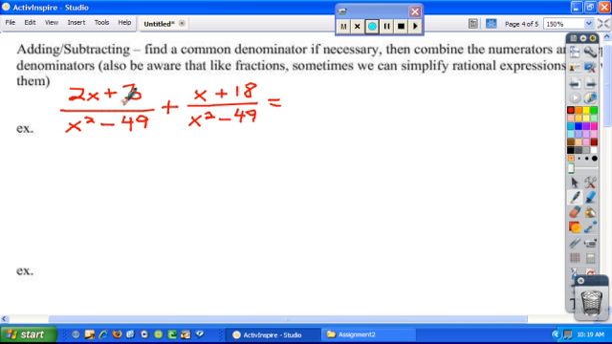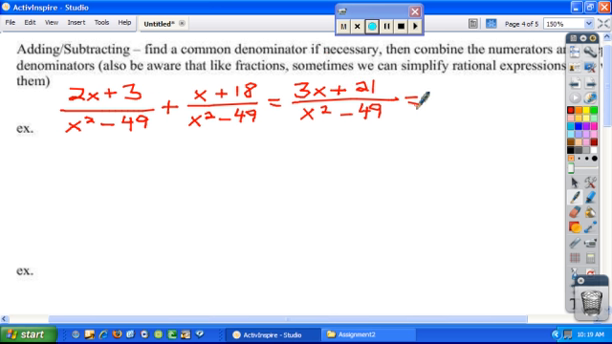because what you're trying to find a common denominator for is just not simple. Now, for the first problem, the denominators are the same, so I just keep the denominator, and then I combine the numerators. So I have 2x plus x is 3x.